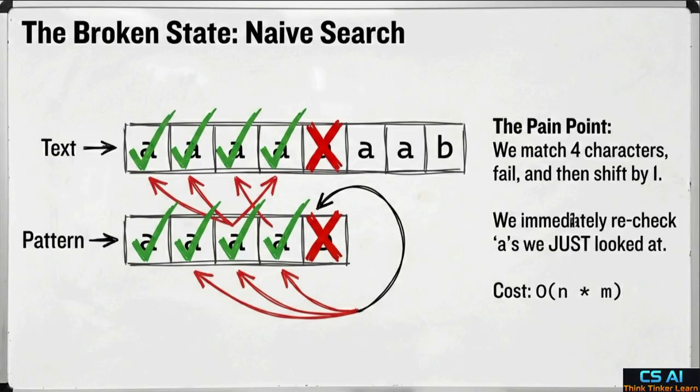This is the pain point. We are constantly re-verifying information we already know. In the worst case scenario, like searching for a long pattern in a text full of similar characters, the cost is O(n times m), where n is the text length and m is the pattern length. On a large scale, this redundancy is a performance killer. We need a way to ensure that once we have looked at a character in the text, we never have to look at it again.